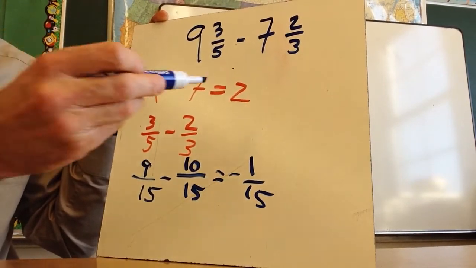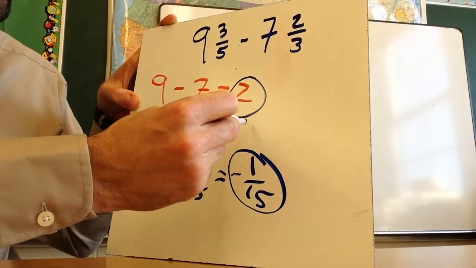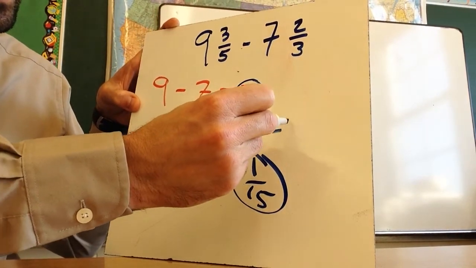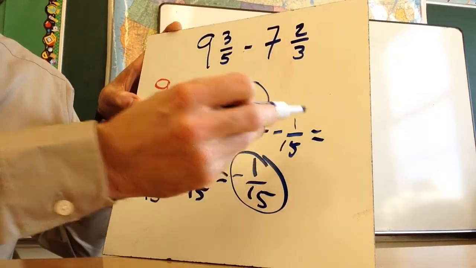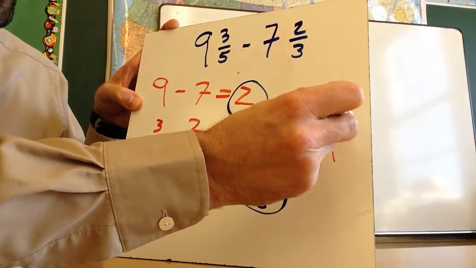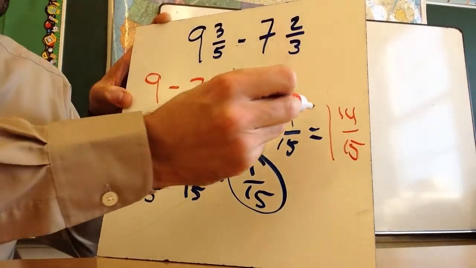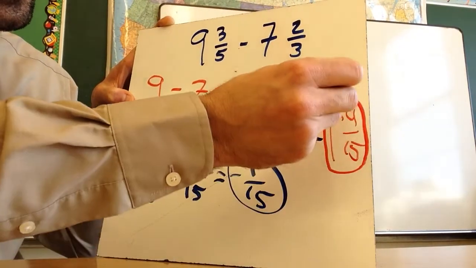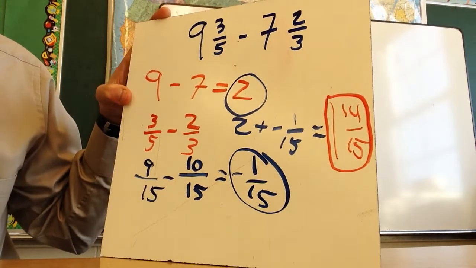Now, remember, I need to put these two numbers together. So it's going to become 2 plus negative 1/15. So my final answer here is going to be 1 and 14/15. Okay, because it's the same as subtracting 2 minus 1/15.